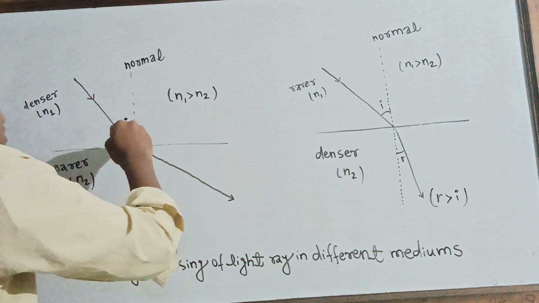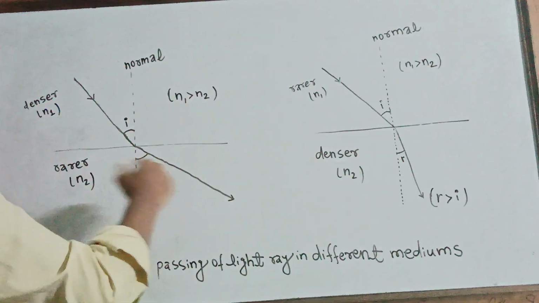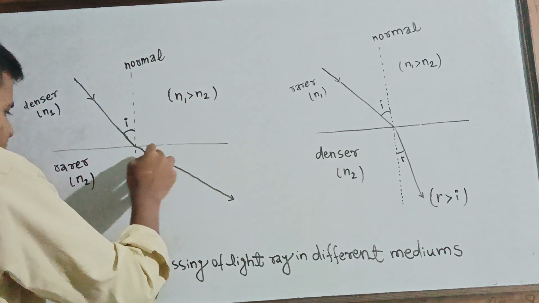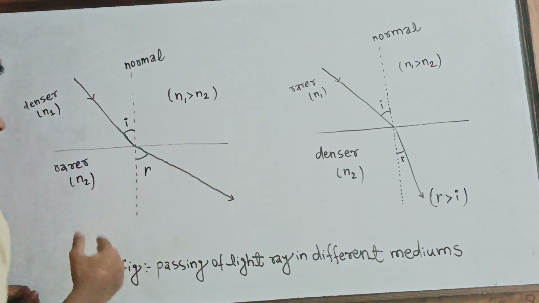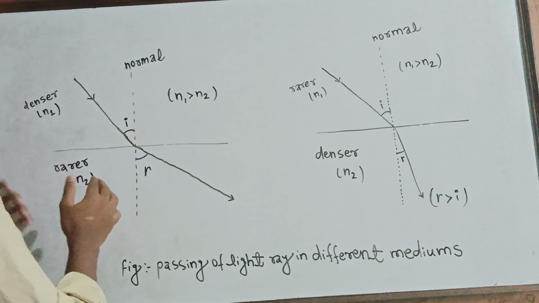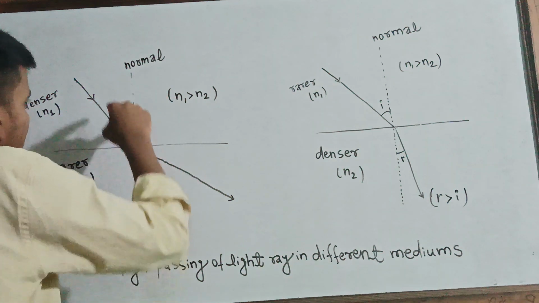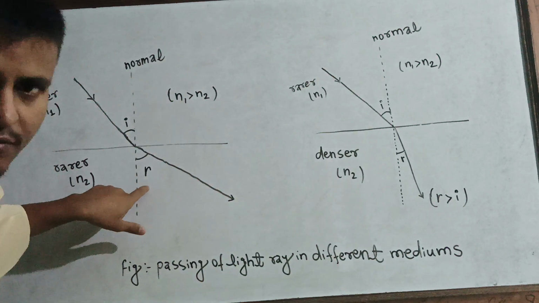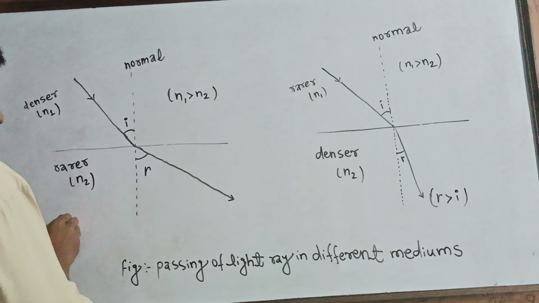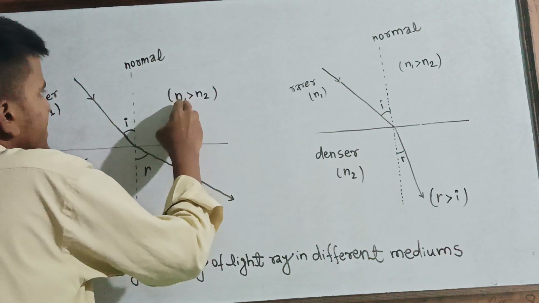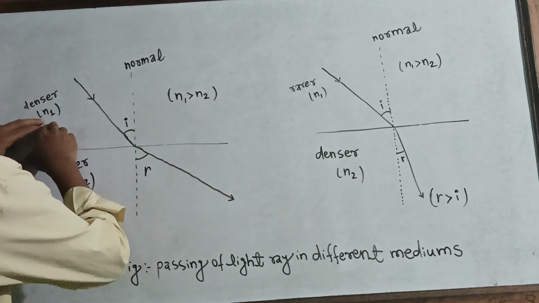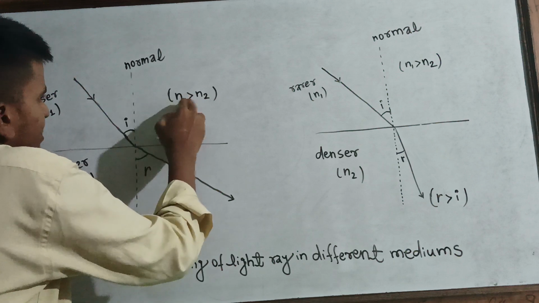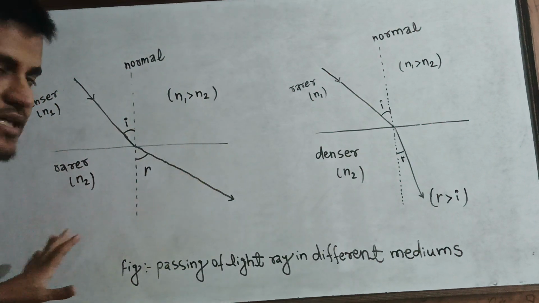From here it will deviate towards this upward direction. Now again with the normal, this ray will make an angle, and that is the angle of refraction. This is the rare medium. Now see here, N1 is greater than N2. It means N1 is denser than N2, because this is denser, so it is greater than N2. Now this is clear.